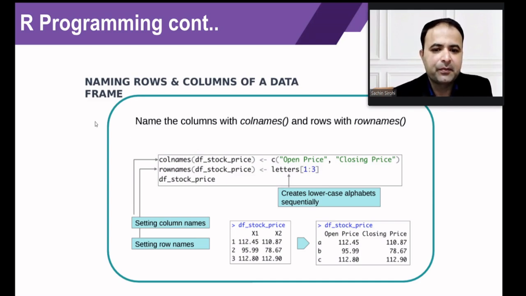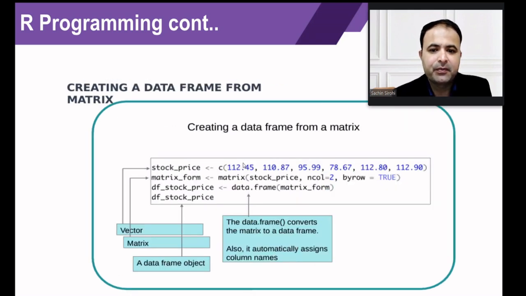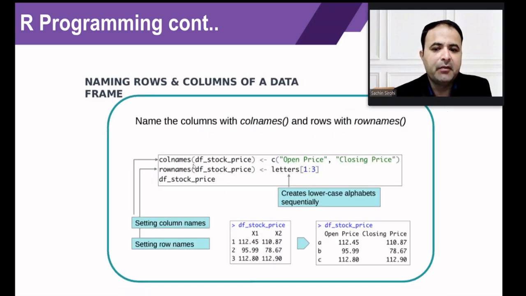Let's take an example. Here I am creating a vector of the open price and the closing price. It has two values. Now I want to give it the name DF stock price, with the help of a column name and with the help of a row name. When I want to give row names 1, 2, 3, it depends on us how we do this.